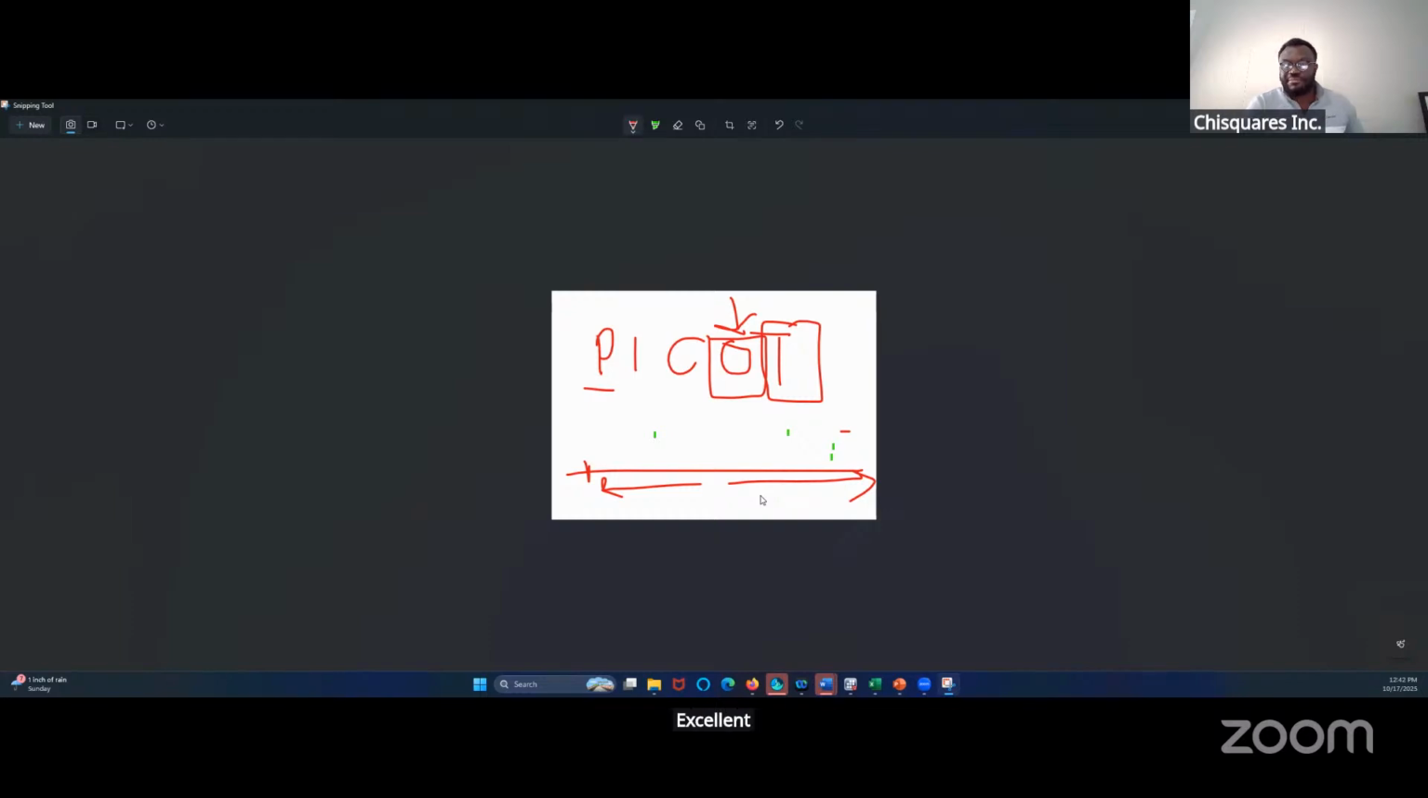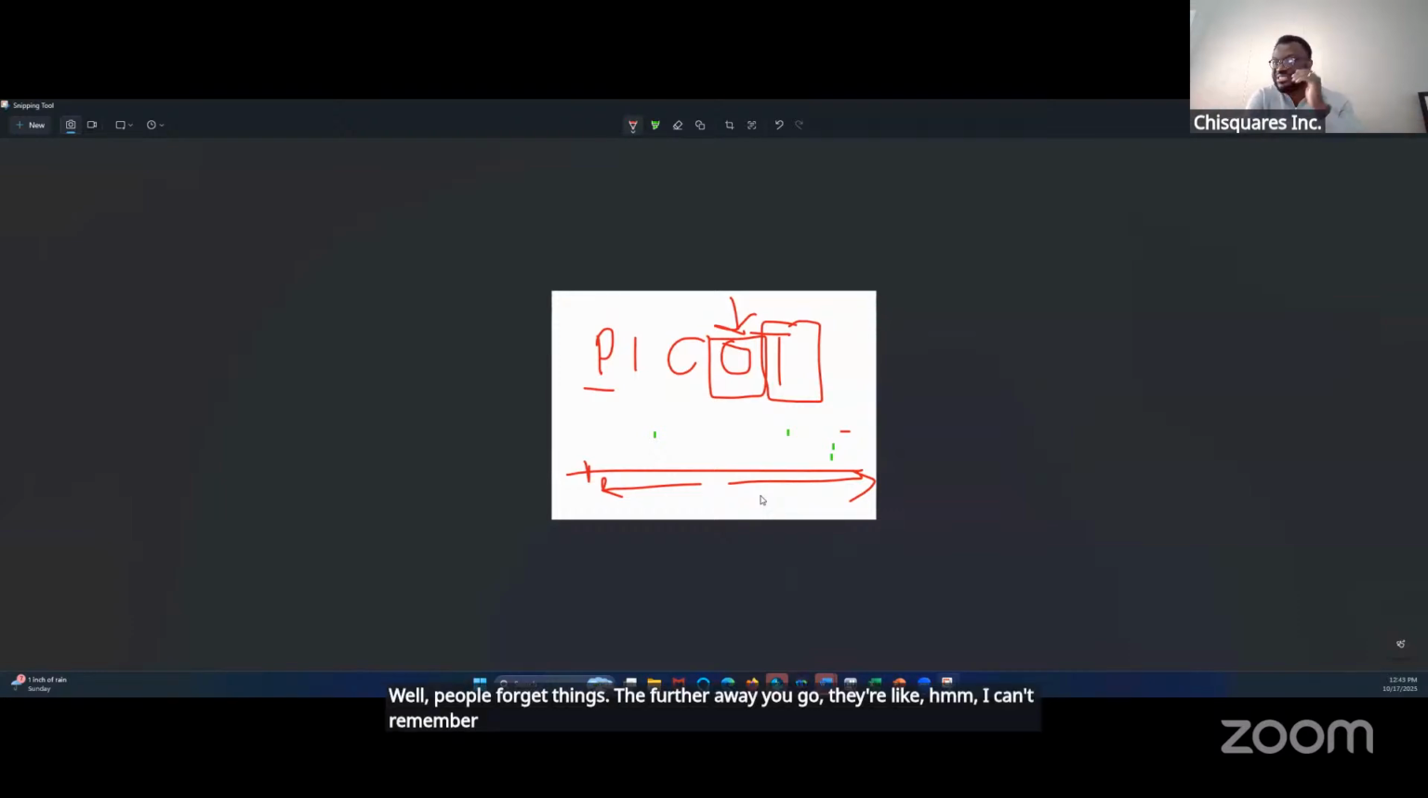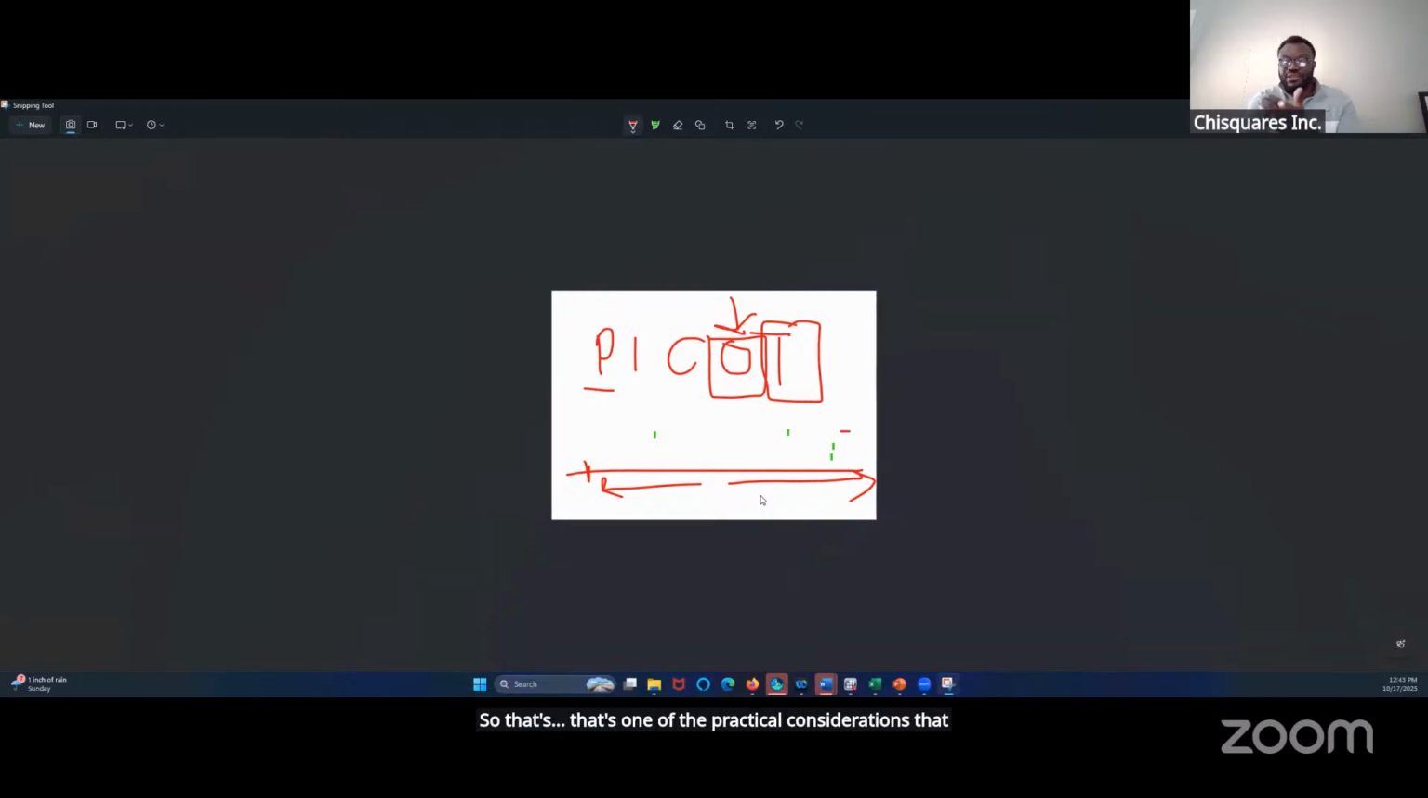Excellent. So you don't want to be too far so that you have all issues of confounding, but you don't want it to be too near where you can actually see the symptoms, right? So you need to be just right at the right spot. Now, if it's too far, another issue is misclassification. Because remember, the person you're going to be asking is the mother. If the treatment or the exposure relies purely on memory, well, people forget things. The farther away you go, they're like, I can't remember whether I received that treatment. They start to forget. So that's one of the practical considerations that you want to pay attention to.